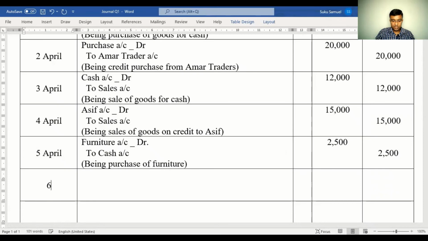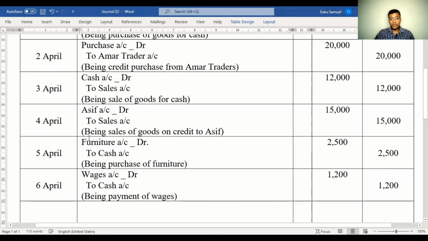Next transaction, which is the last transaction on 6th of April, it says paid wages. When you pay wages, you will have to take into consideration wages account. Wages account is nominal. Golden rule for nominal account is debit all expenses. When you pay wages, cash would be going out. So to cash account, being payment of wages. So with that, we have completed this particular transaction.